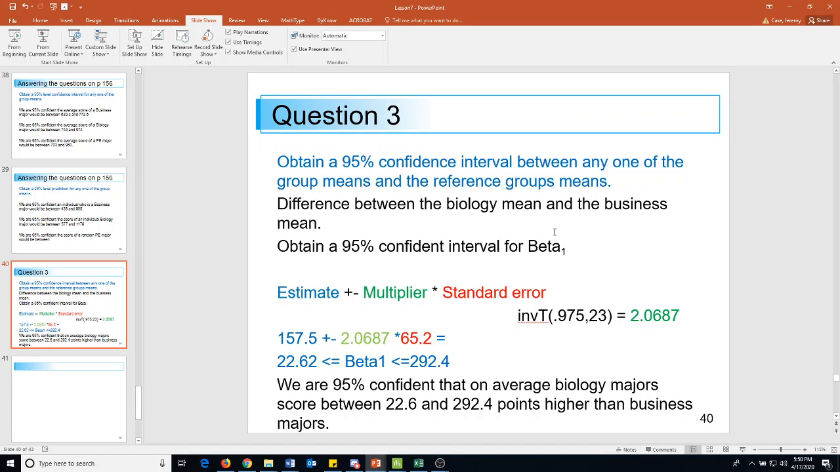And this is something we can do with the linear model that we couldn't do with the one-way analysis of variance. Be excited.